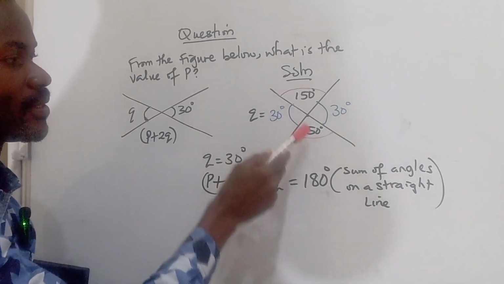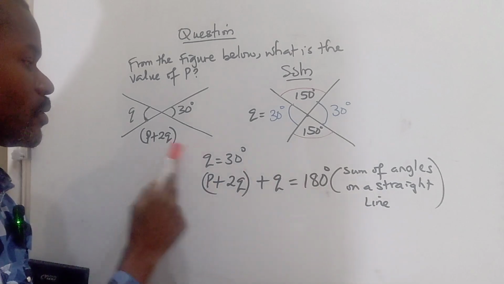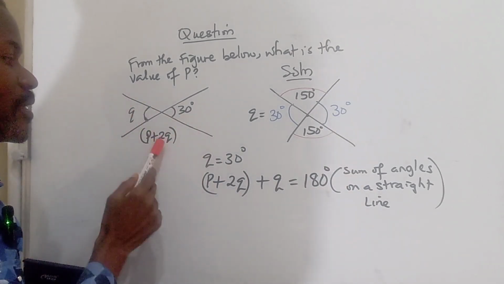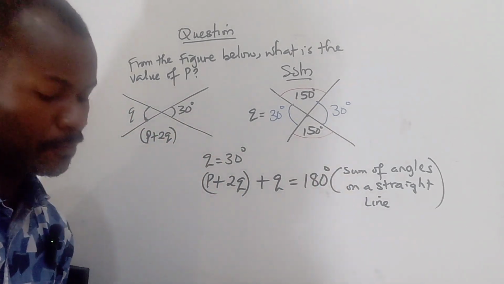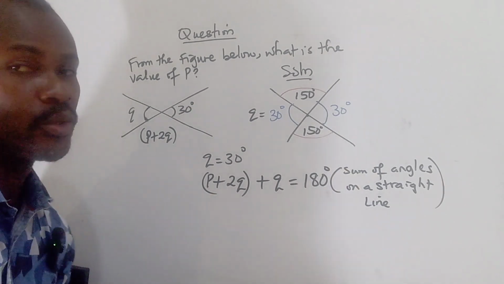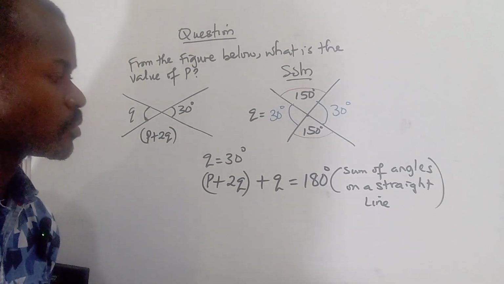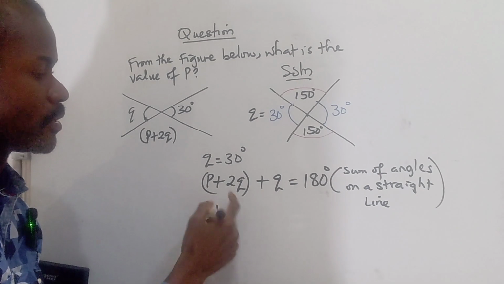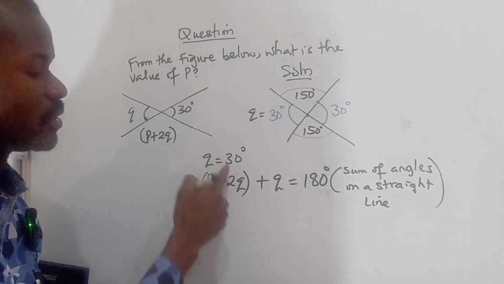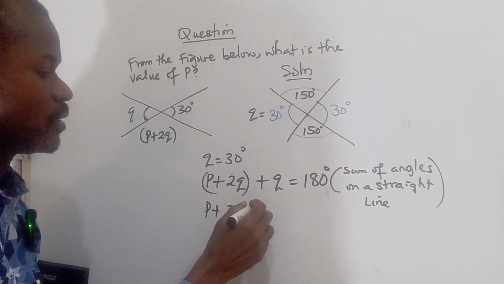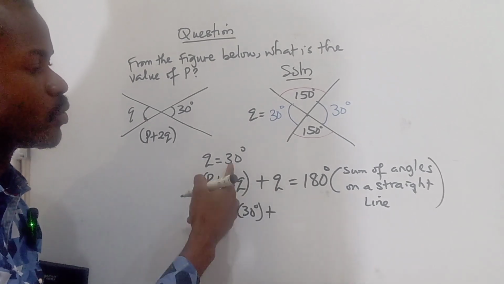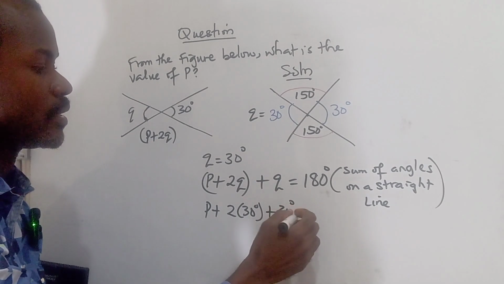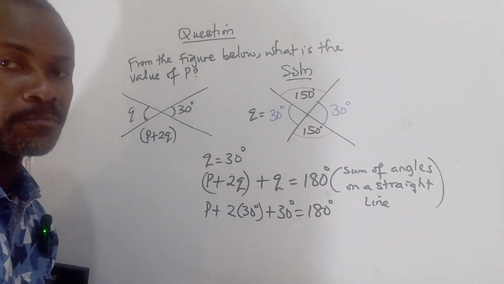So this is a straight line. The sum of these two is 180. So the sum of these two, this is a straight line. The sum of these two is also 180. Now this is one approach we can use to solve this problem. So let's use this quickly. So P plus 2 times Q, which is this. So 2 times 30 degrees plus this 30 degrees is equal to 180 degrees.